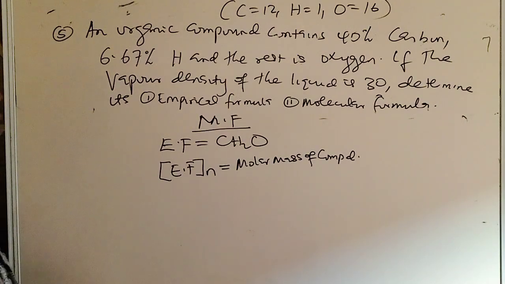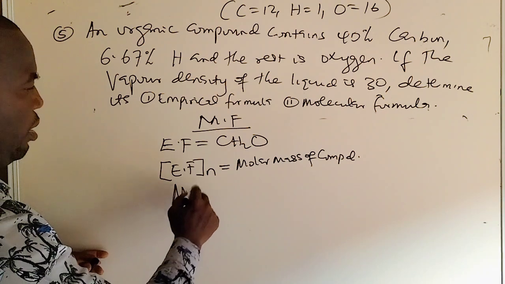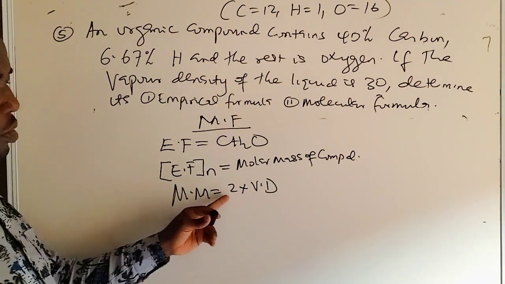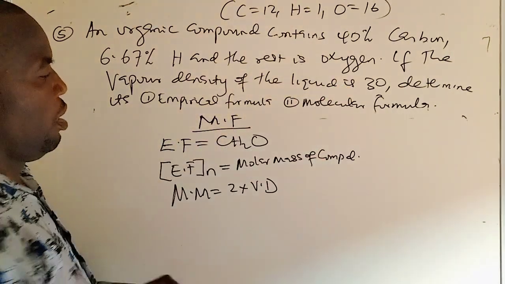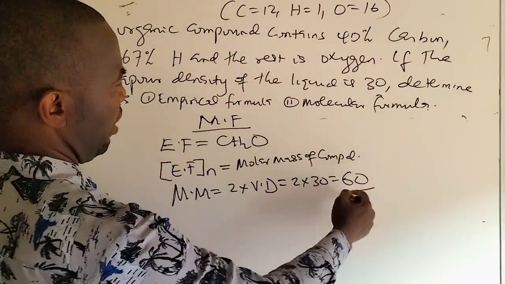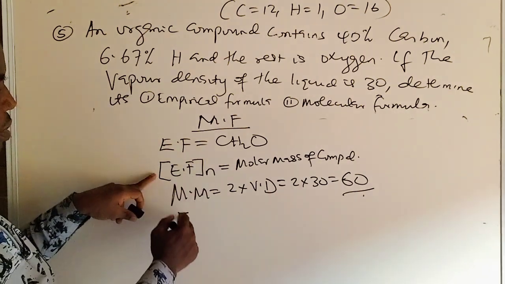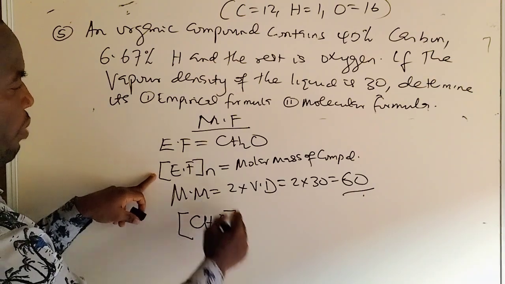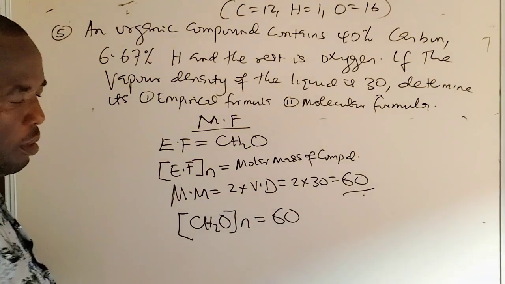The relationship between molar mass and vapor density is that molar mass is given by 2 times vapor density. This is a constant relationship between the two of them. So since the vapor density is 30, molar mass becomes 2 times 30, which gives us 60 as our molar mass. So go back to this and replace the EF with (CH2O)N equal to 60, which is the molar mass.